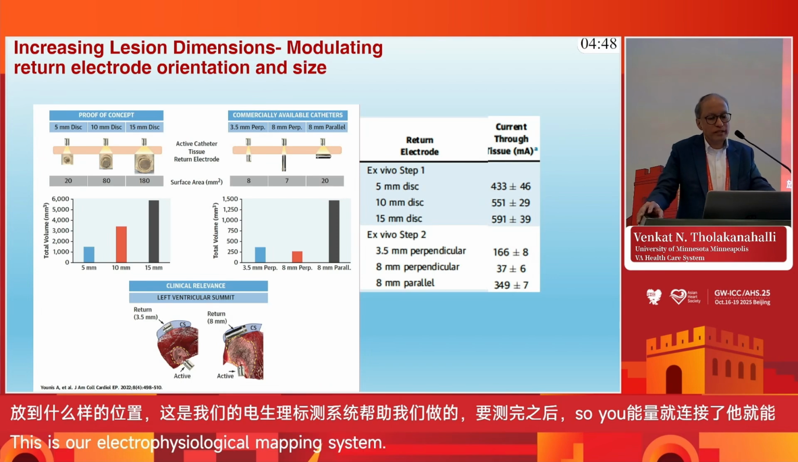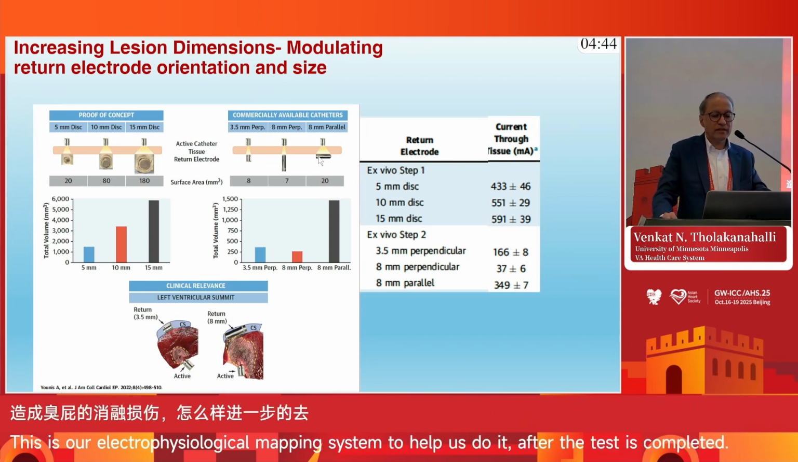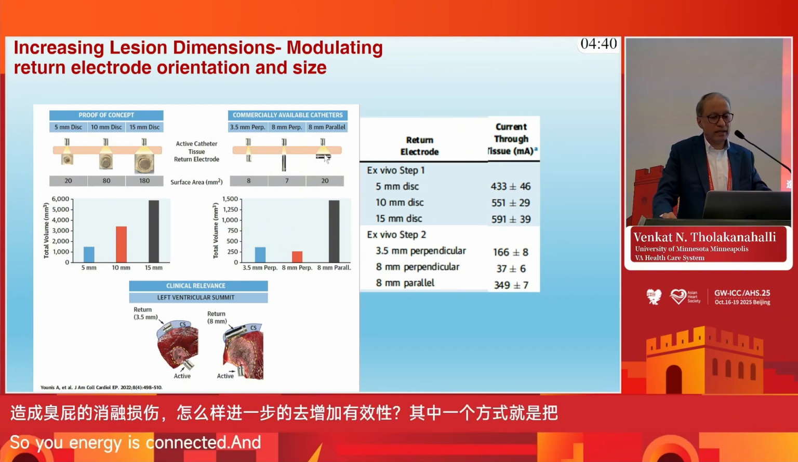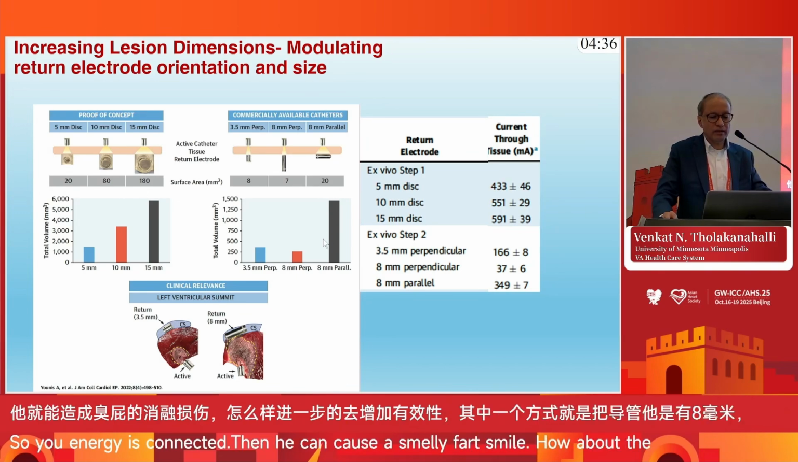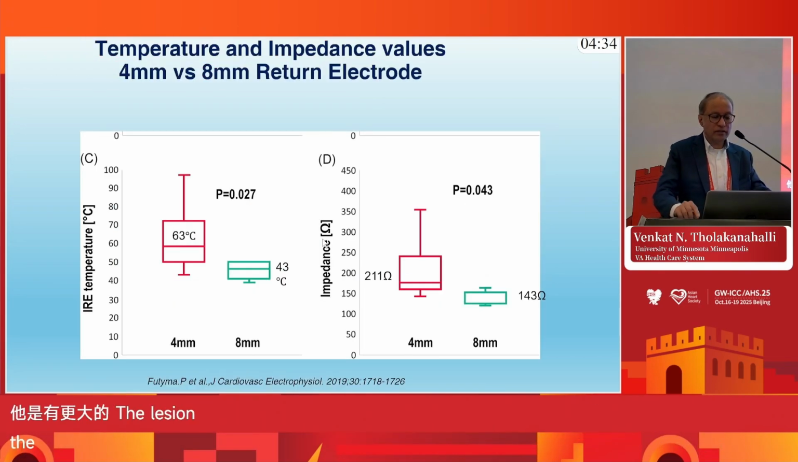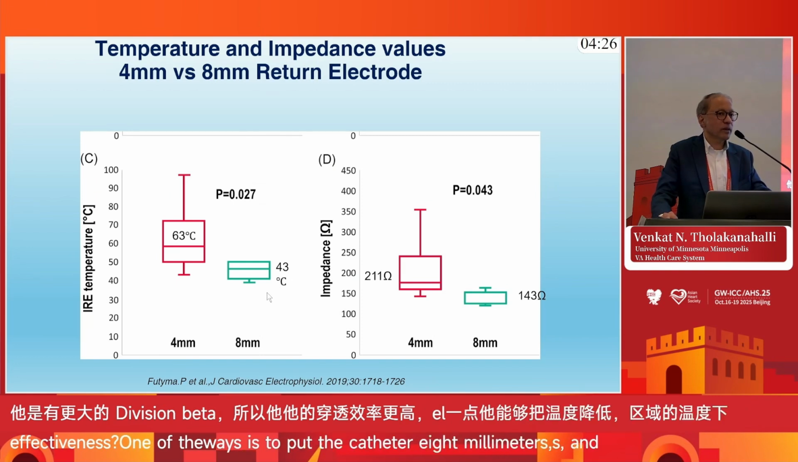How do we improve lesion efficacy? One way is to place the return catheter, which can be 8 millimeters. A bigger electrode or bigger disc penetrates the lesion better, and it also lowers the temperature locally. So you can improve the efficacy and also reduce the risk of steam pops as well.